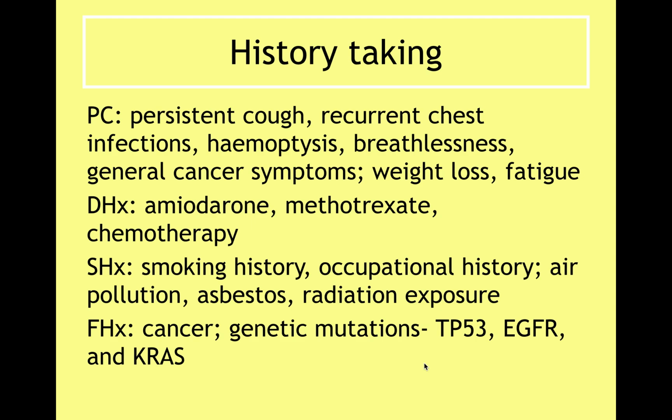Really important getting a social history. So lots of lung cancer is linked to smoking. So we want to know how much they've been smoking, what they've been smoking, how long they've been smoking for. All of those are really important things to ask about. It's good to know about their occupation. So what they did as a job, where they've lived, whether they've got any kind of exposure to radiation or asbestos or pollution. Family history as well. So some cancers can have a genetic component, including the genetic mutations listed there.